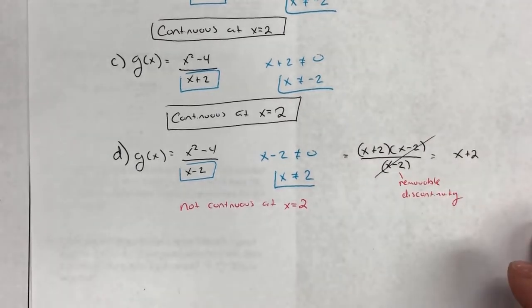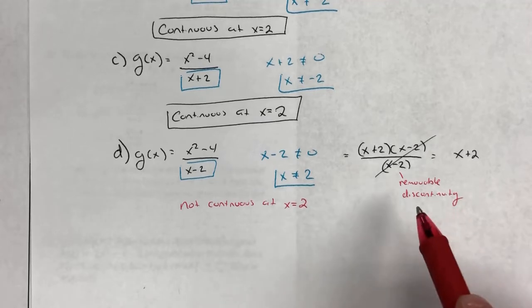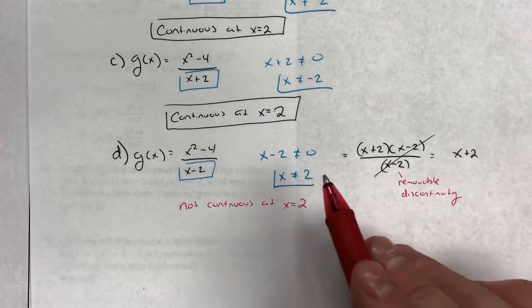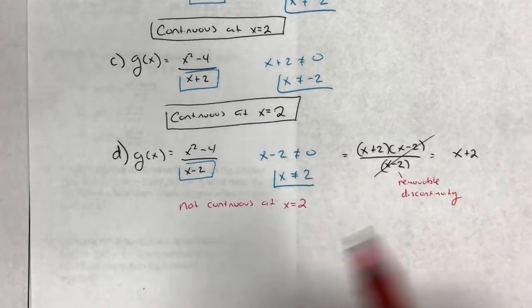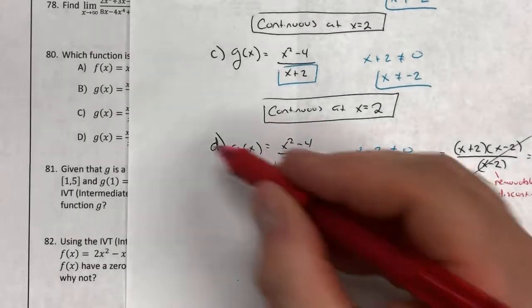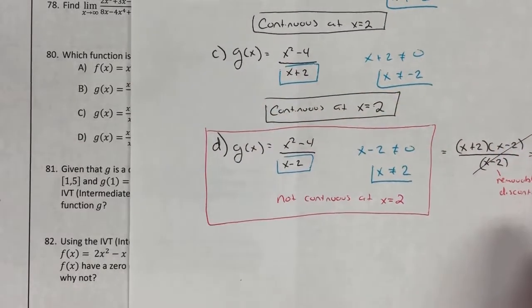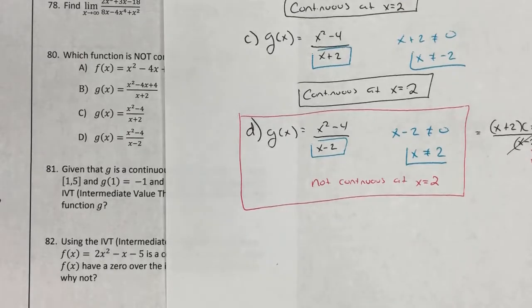So albeit the graph looks like it's continuous, if I were to check out the shape of it, there's a hole in the graph at that value. Infinitely small, but there is a hole. So this one is the one that is not continuous at x equals 2. Option D. Okay.